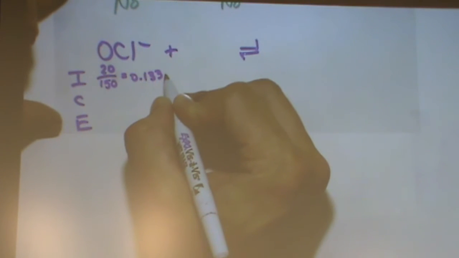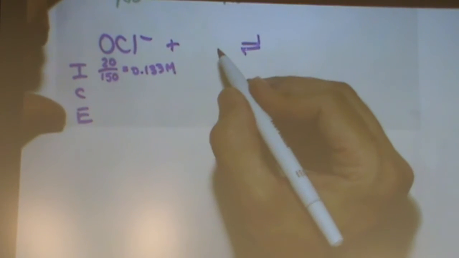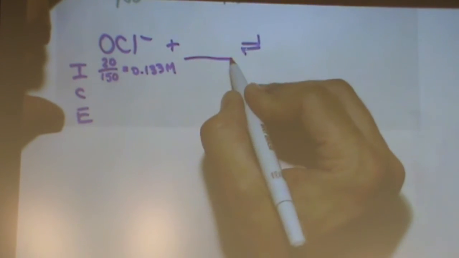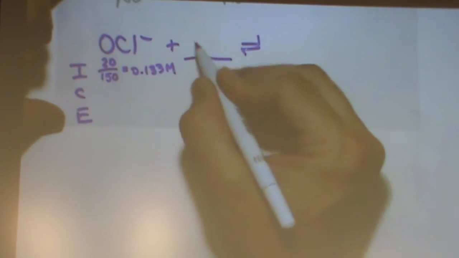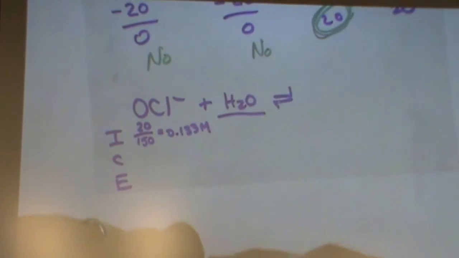You got it wrong. Okay, I'll give you a hint. What goes right here? That's not a hint. What goes here though? Water. Yeah, that's the only thing left, water. Okay, better write the products.